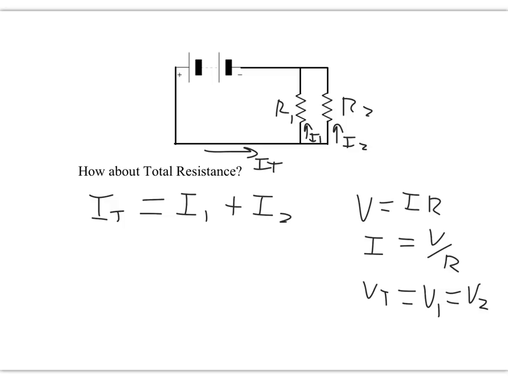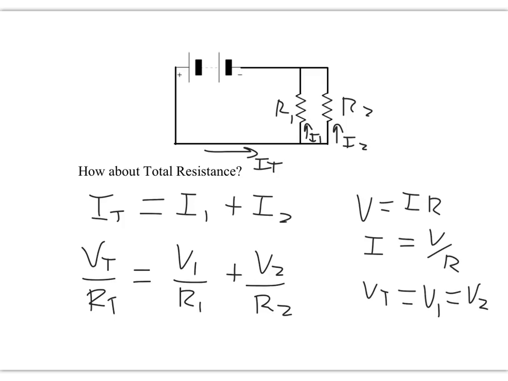So now I'm going to use a little bit of substitution. Anywhere I see an I, I'm going to replace it with a V divided by an R. So if I just jump back to this total current equation, look what happens. I replace IT with VT divided by RT, but I'm not going to stop there. I'm going to replace I1 with V1 over R1 plus V2 over R2.